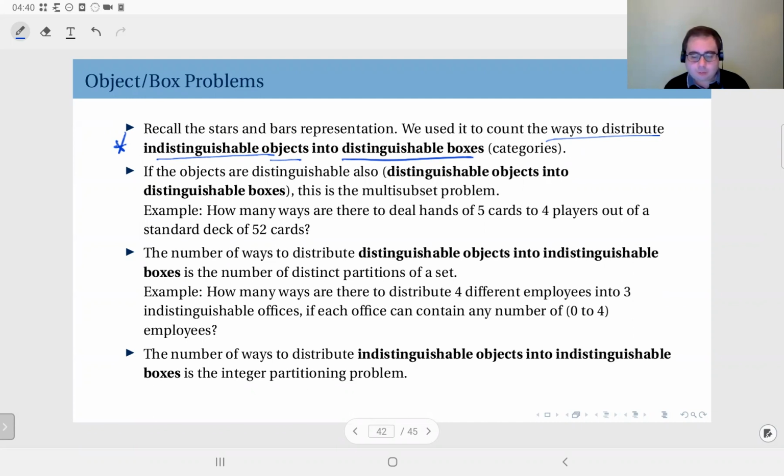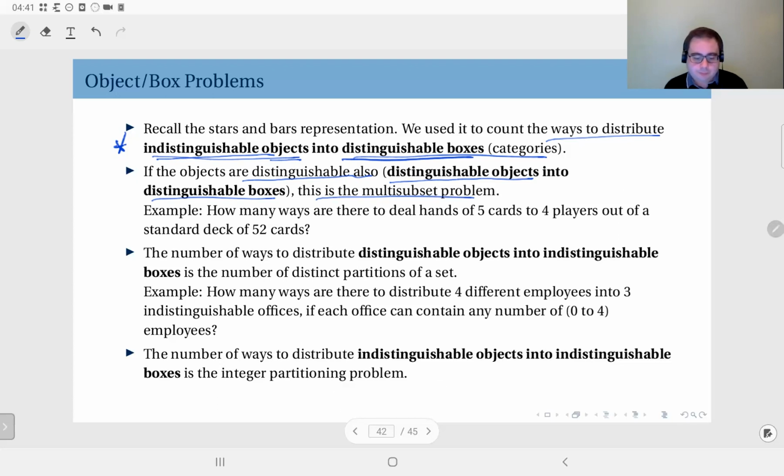So the boxes or the categories are distinguishable, but the objects, meaning the choices, are indistinguishable because the cook doesn't care which friend ordered which dish. So the objects are indistinguishable in that scenario. So we have seen how to solve this case. If the objects are distinguishable also, so the scenario is now distinguishable objects into distinguishable boxes or categories, this is now the multi-subset problem that we have already seen.